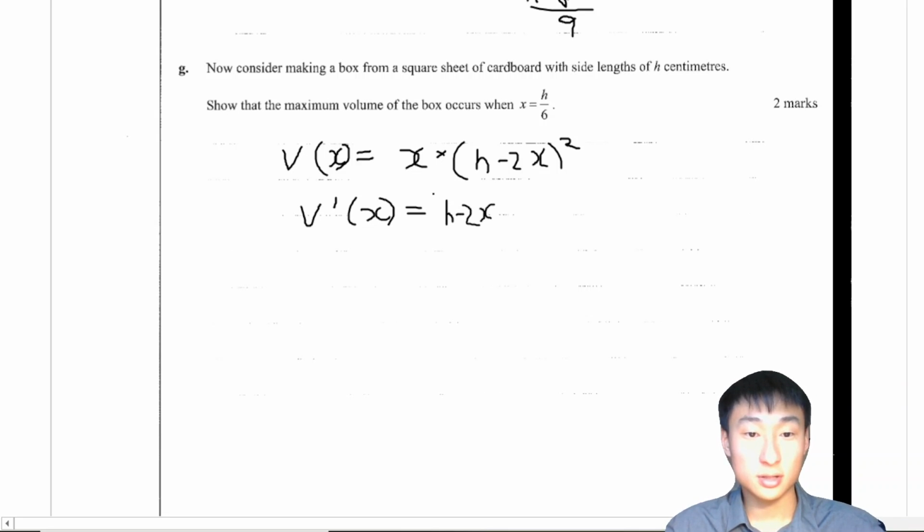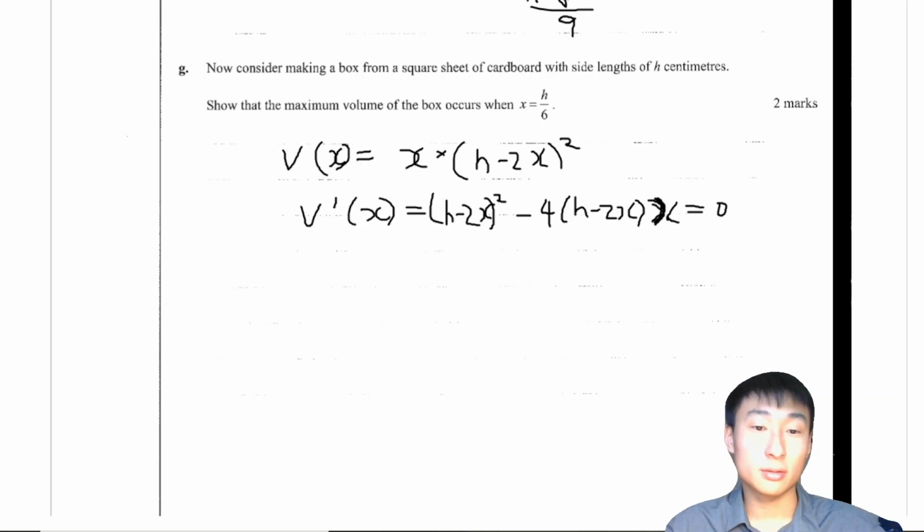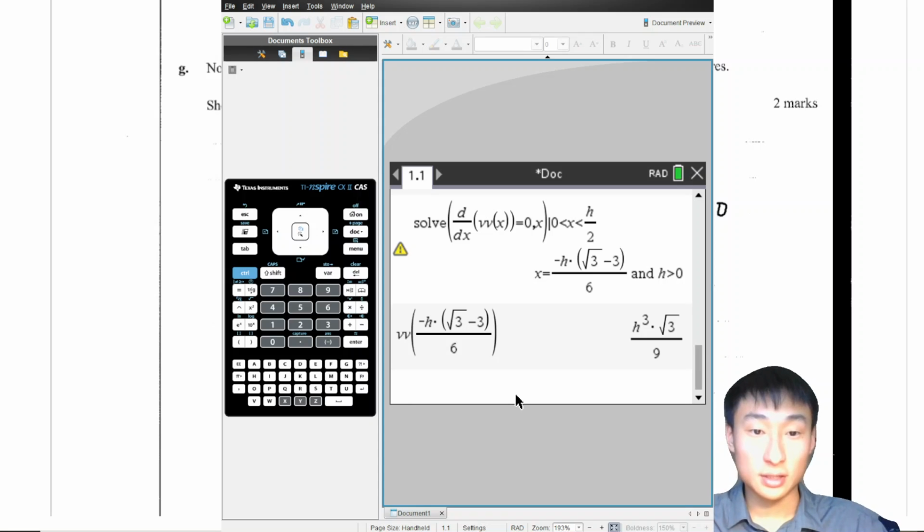Derive the first times the second, derive the second times the first, that's equal to 0, and then I substitute h out, or I'm just going to use a CAS for that. Or I could sub it into that equation. I'm just going to use a CAS for that.